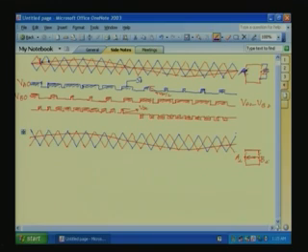Now, for the A2 O, let us draw VA20. When the sine is greater than the triangle, the top switch is on. That is from here and here, VDC by 2.